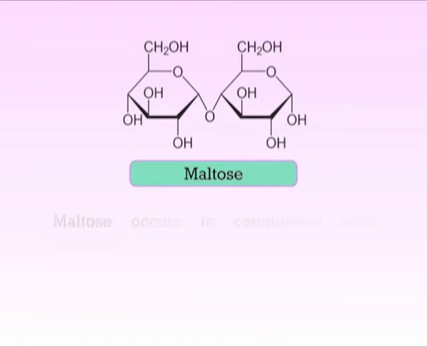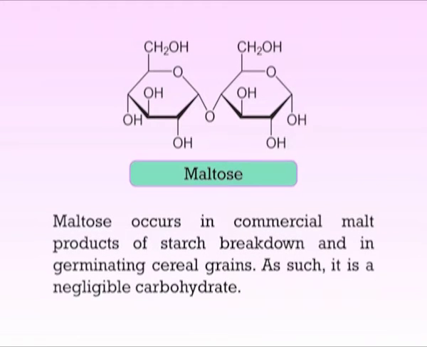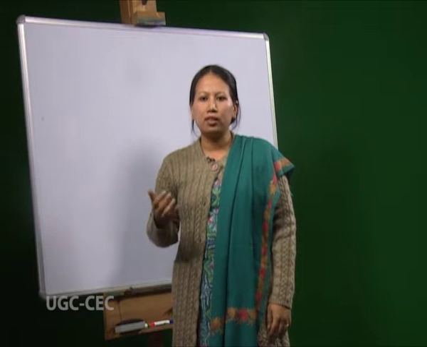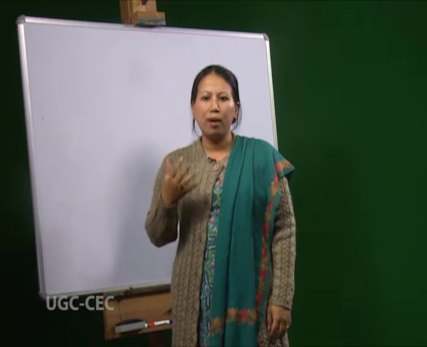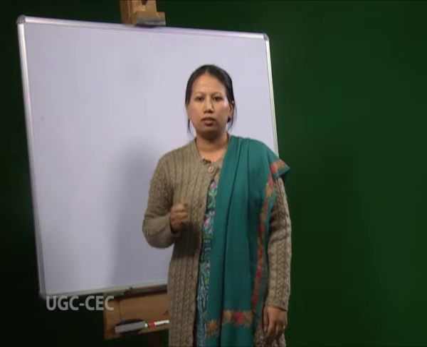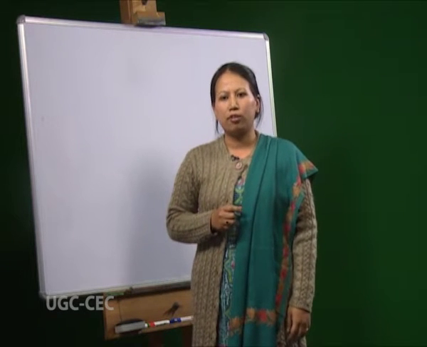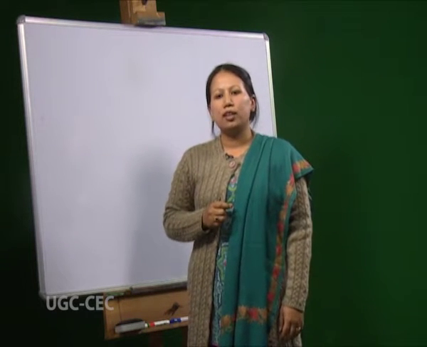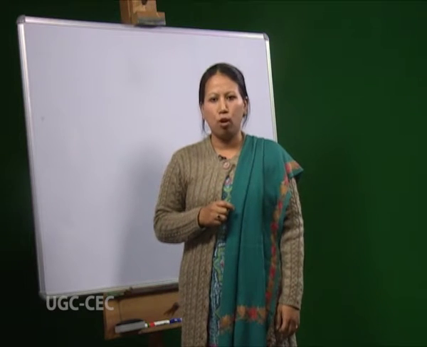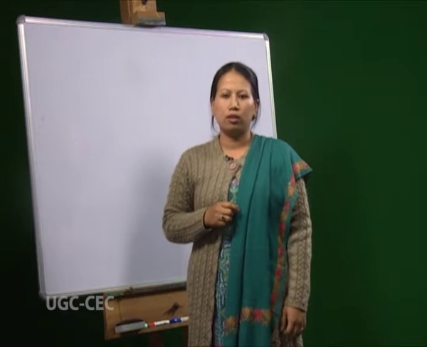Maltose. Maltose occurs in the commercial malt products of starch breakdown and in germinating cereal grains. As such, it is a negligible carbohydrate. Polysaccharides. They are the complex carbohydrates which are made up of many single sugar units. The most important polysaccharide in human nutrition is starch. Other forms are glycogen and dextrin.